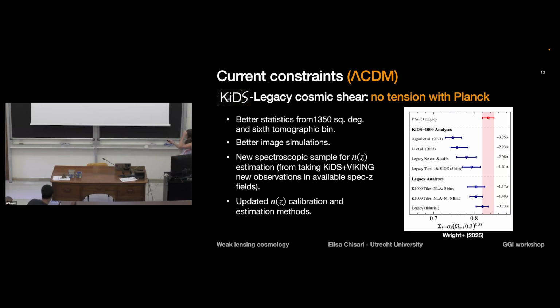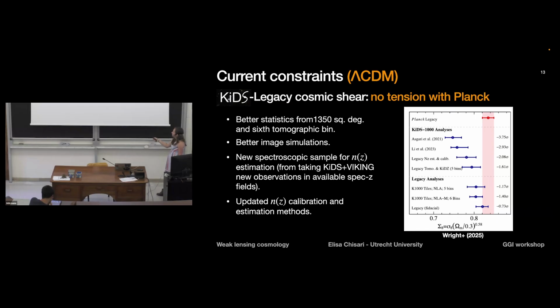Then for the legacy analysis, so this is the old KiDS-1000, if you apply the analysis pipeline that we use for legacy to the KiDS-1000 data, then this is what you get with 5 bins. If we go from 5 tomographic bins to 6 tomographic bins, so going further in redshift up to redshift 2, then we constrain S8 a little bit better. Now we're at minus 1.4.